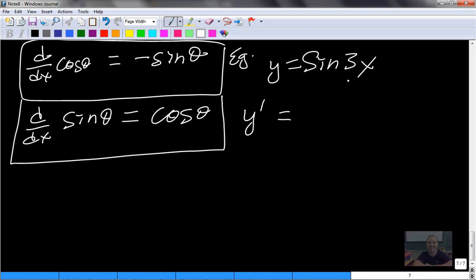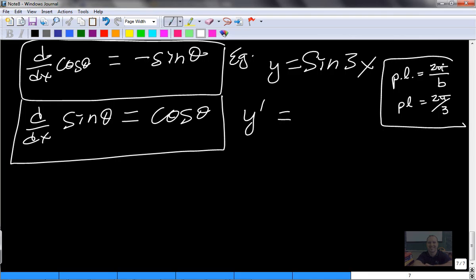Now, this is the b value. What we have to remember is that the period length is 2 pi over b. And here b is 3. So the period length is actually 2 pi over 3 instead of 2 pi. So what that does is it compresses it horizontally. If b is greater than 1, it compresses it horizontally. That's another lesson if you want to look back at it, or ask about it a little later. That's not really important right now, I just wanted to see if you remember what this does.